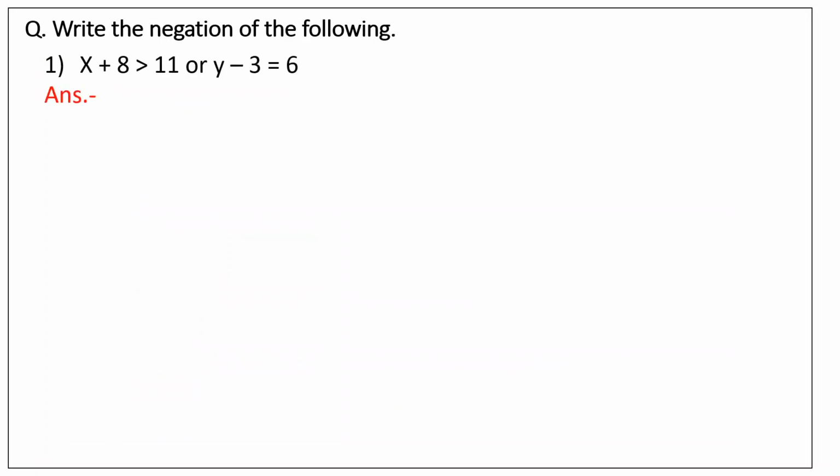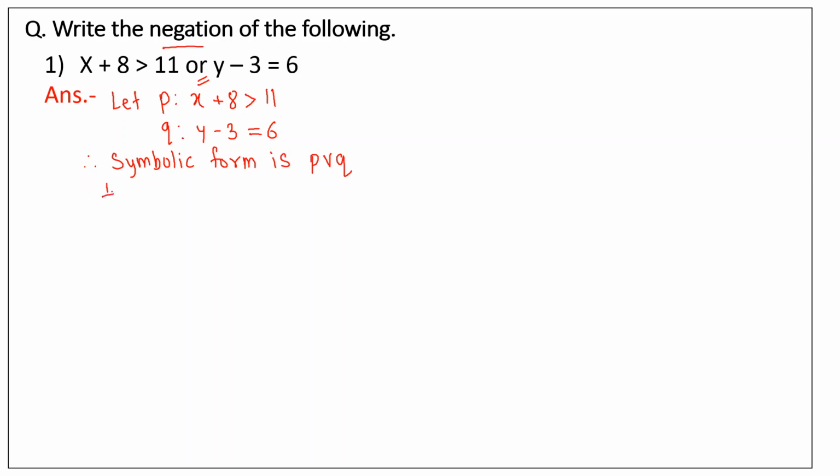First is, write the negation of the following statement. We have to write this first in symbolic form. Take P as x plus 8 is greater than 11 and statement Q as y minus 3 equals 6. What is the symbolic form? As 'or' is used, it is P or Q. Now we have to find its negation.